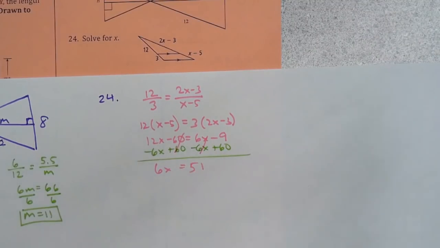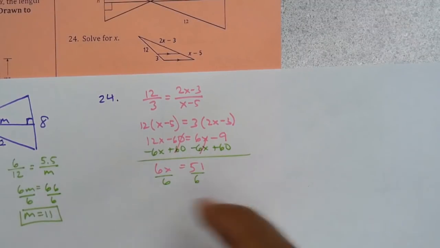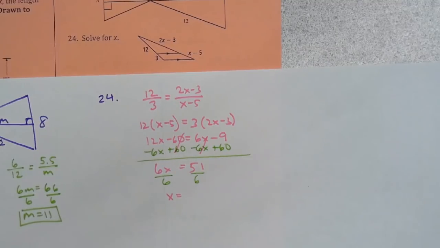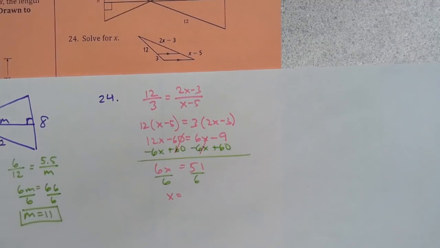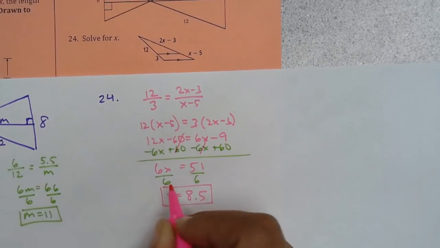Divide both sides by 6, and we get a total of, let's see, 51 divided by 6 is 8.5. And that's it.